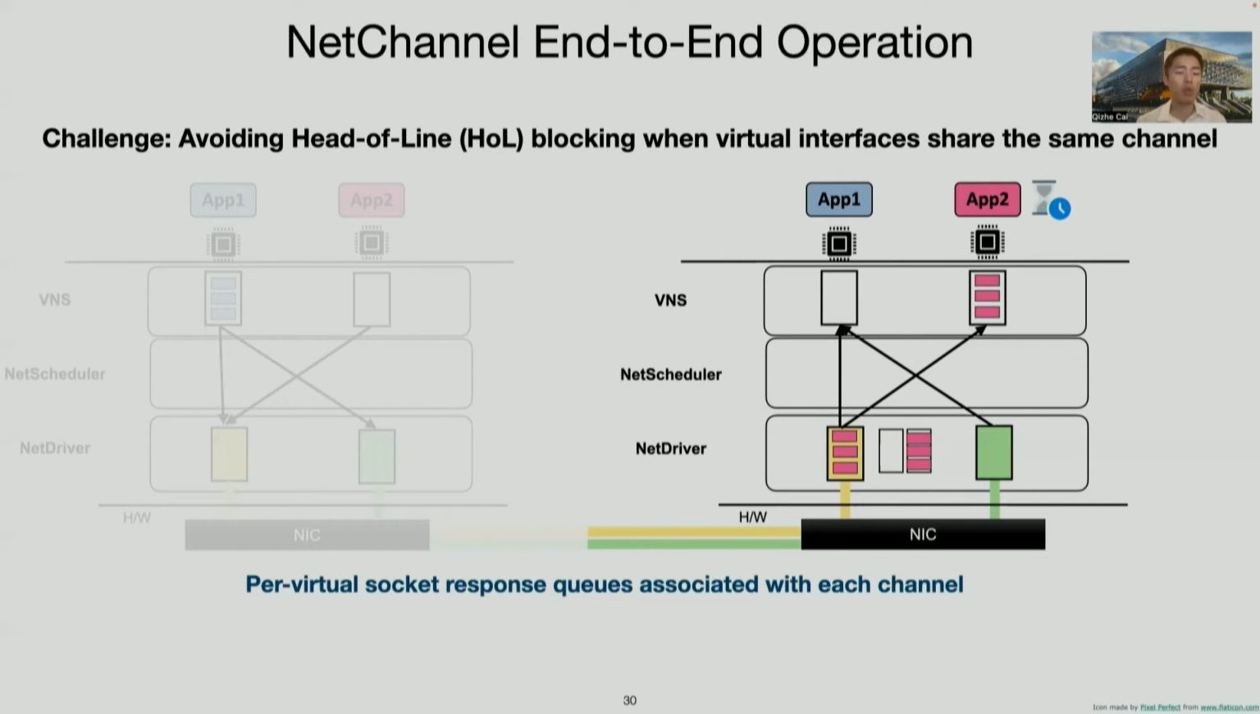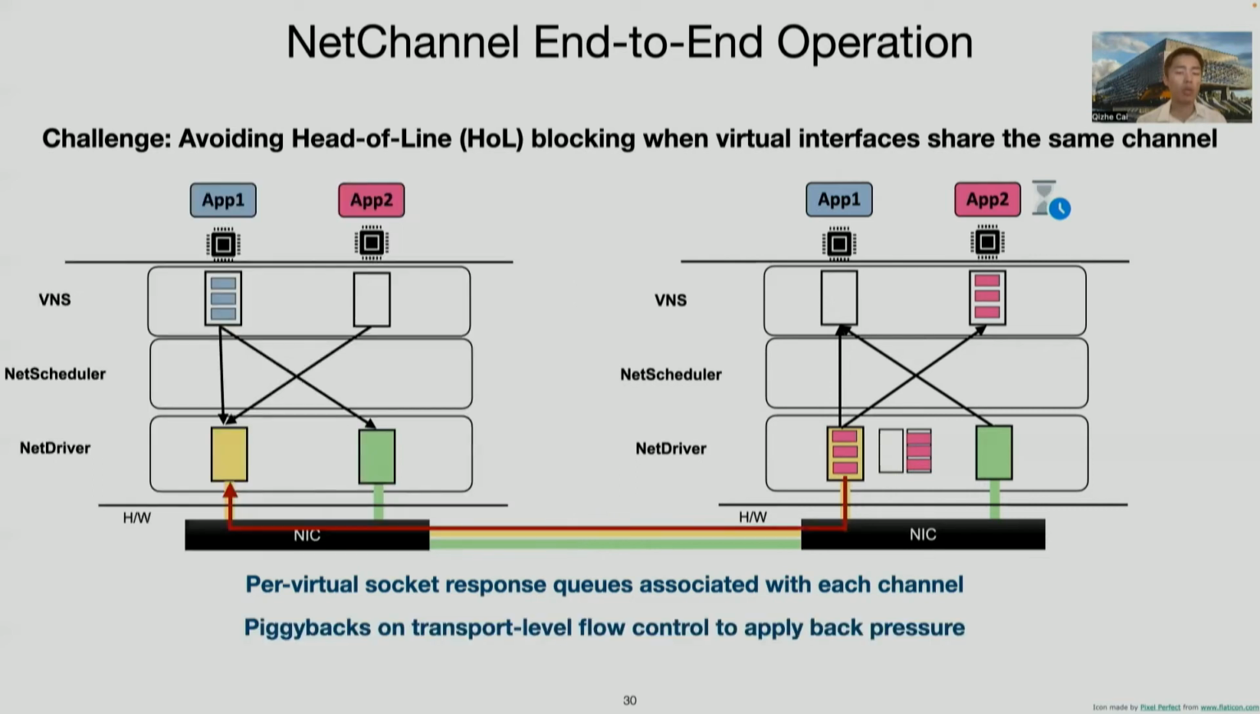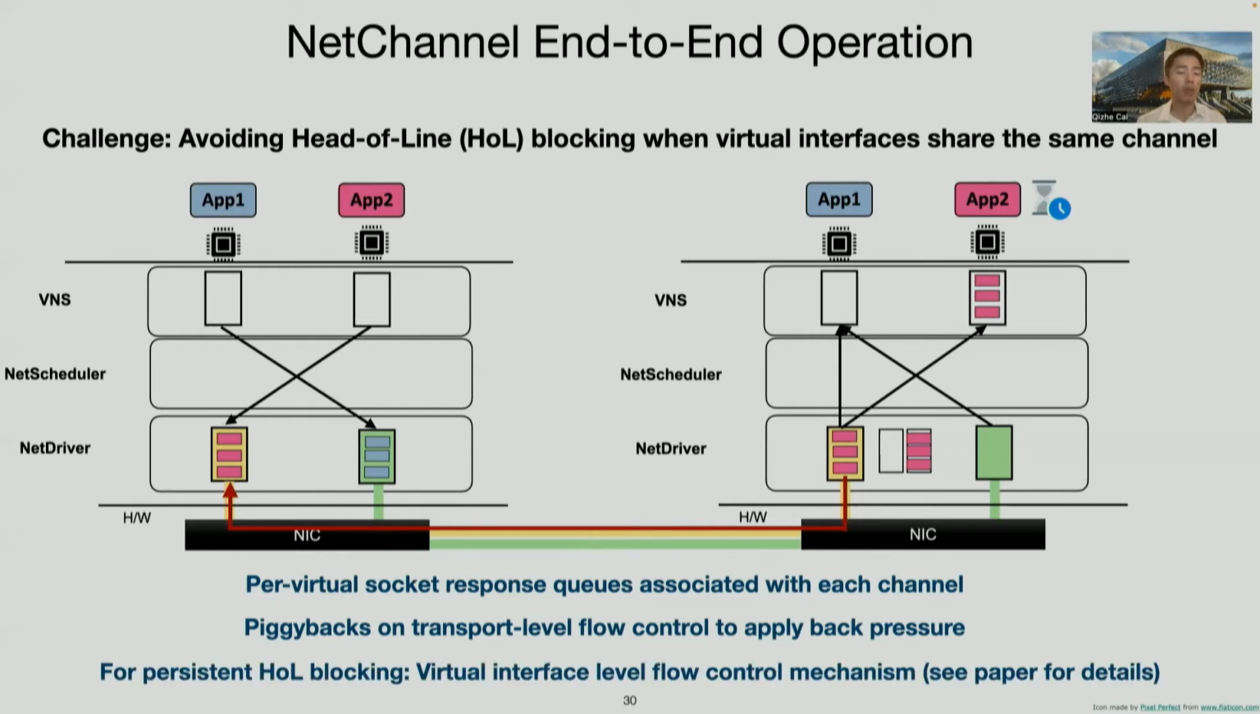This will trigger the underlying transport flow control, applying back pressure on the sender, causing the sender side channel to eventually fill up. When this happens, the sender side NetScheduler will stop using this channel for application 1's data and continue to use the other channel. This enables NetChannel to handle transient head-of-line blocking. If the problem persists for long time scales, then we use a virtual socket interface level flow control mechanism. For more details, read the paper.